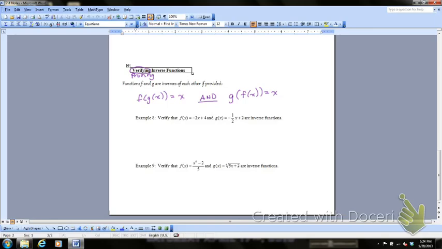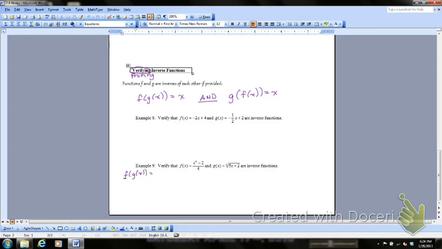So we're actually going to work on example 9 down here together because I think it's a little bit trickier than the other two equations. And we'll do our composites here together. So the first composite we'll work on is the f of g of x composite.